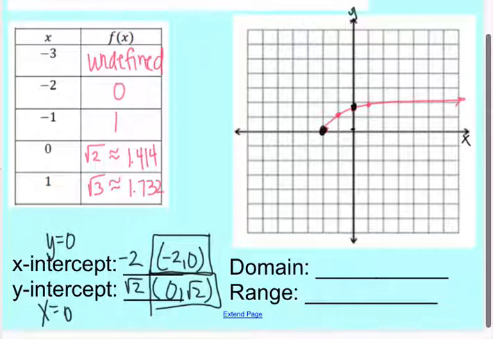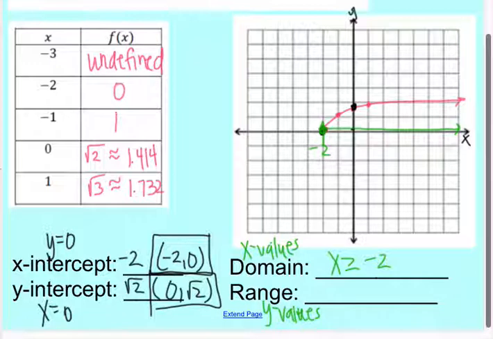The domain. Recall the domain is your x values, and the range is your y values. So for the domain, I'm looking for my x values. Well, if I look, this is -2, and then they go all the way to the right. So it's when x is bigger than -2. So what we say is when x is greater than or equal to -2.